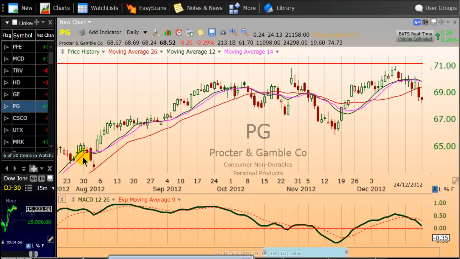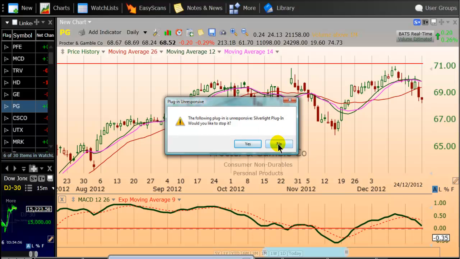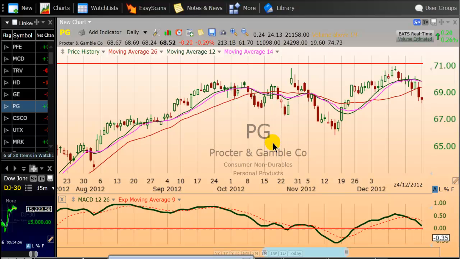You have another line here, which is the pink line. That's the moving average 14, the simple moving average 14. The difference between 12 and 26 is what? 14. All right? And the pink line here represents the simple moving average 14.